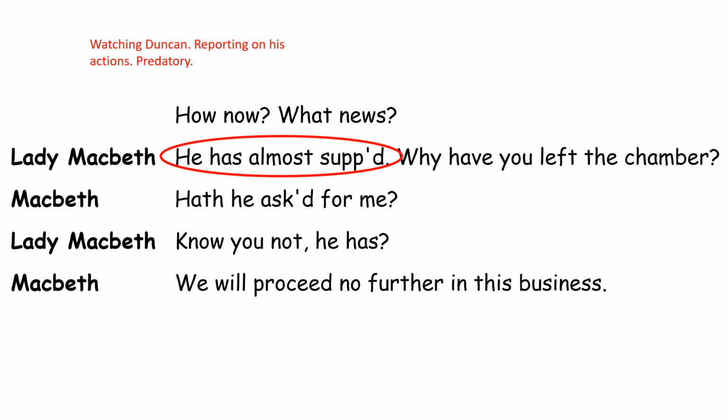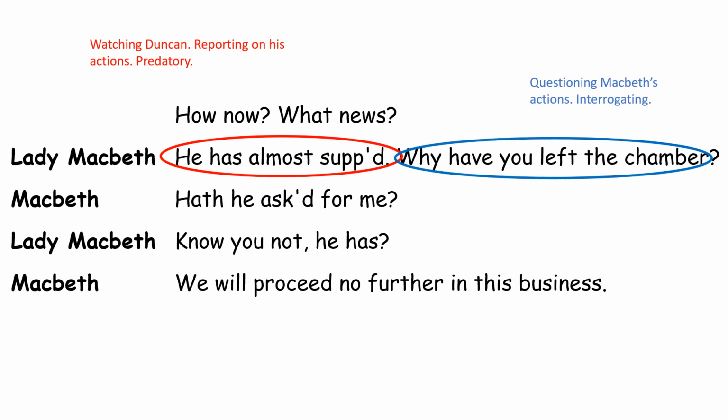She then asks her husband, "Why have you left the chamber?" She's questioning Macbeth's actions. Well, why is he doing this? He shouldn't be doing that at all. And again, this links back to her doubt over her husband. She knows that he is too full of the milk of human kindness. So she's also watching him to make sure that he does what he's supposed to do. She's interrogating her husband. Again, the role of the woman was not to question the man. And yet here we have that subversion of gender stereotype. Macbeth asks, "Hath he asked for me?" And Lady Macbeth responds, "Know you not, he has?"